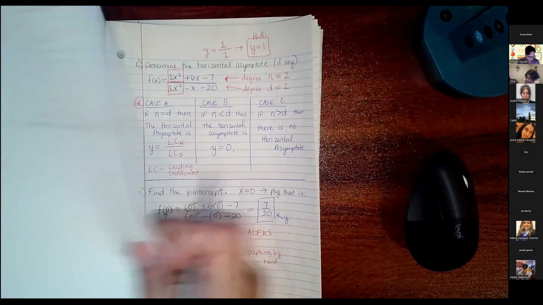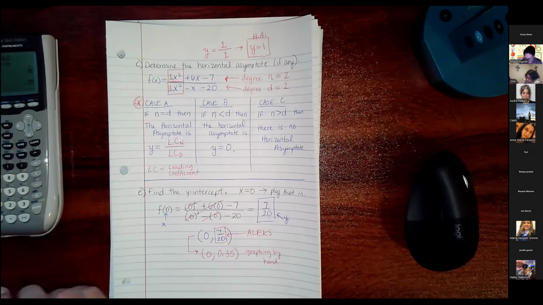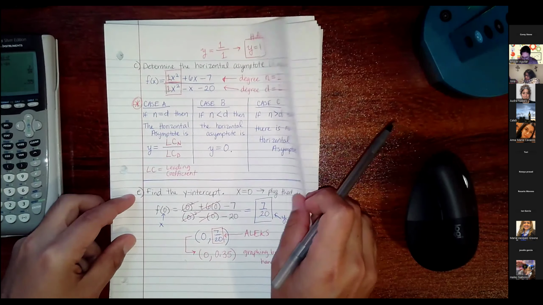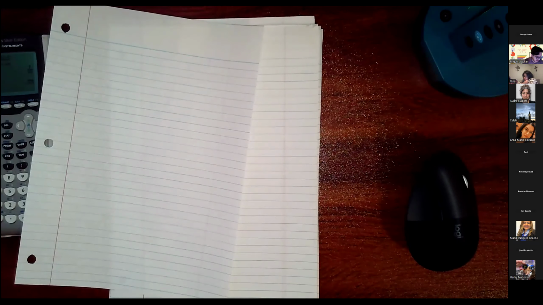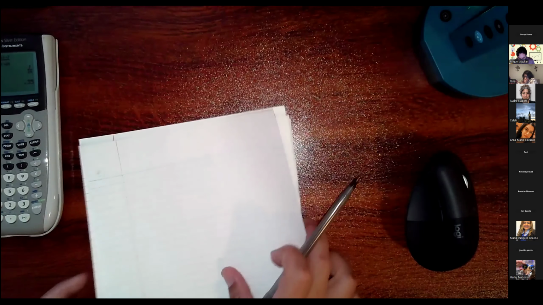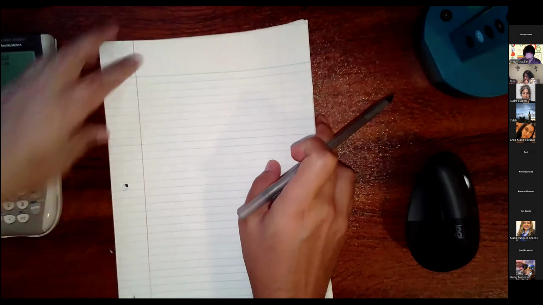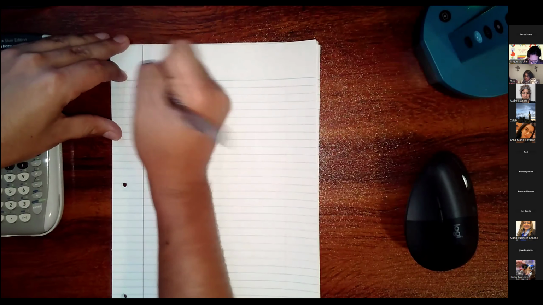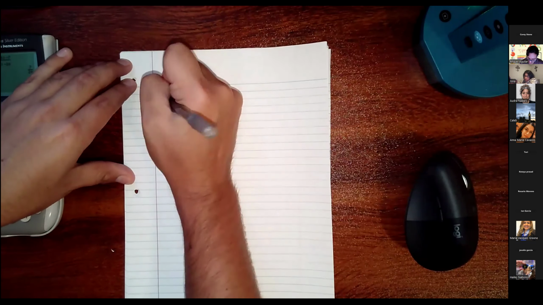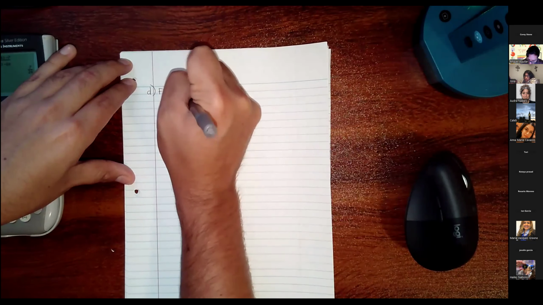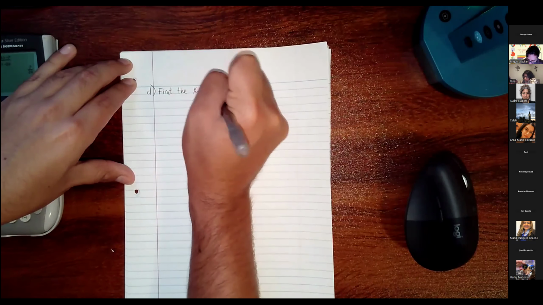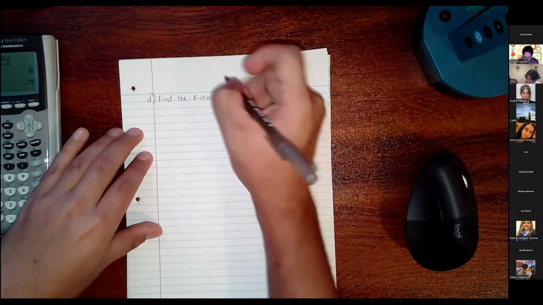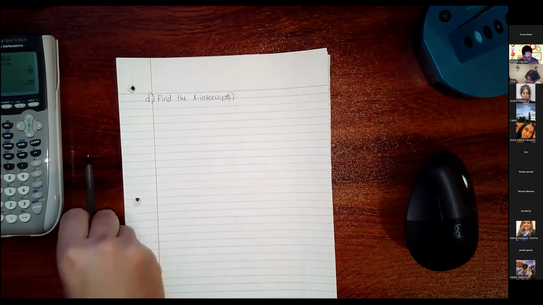Okay. Let's get the ball rolling, because we've got to find these x-intercepts and finish up this graph. So next on the list is find the x-intercepts. I think technically that was part D, so we're going backwards. Find the x-intercepts. And you may have more than one x-intercept.